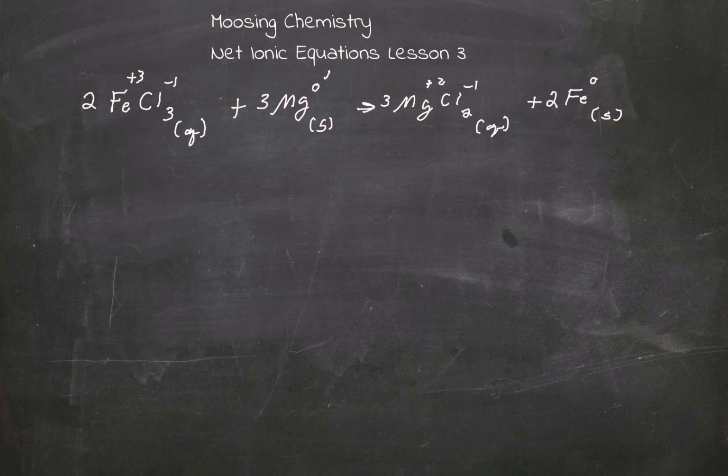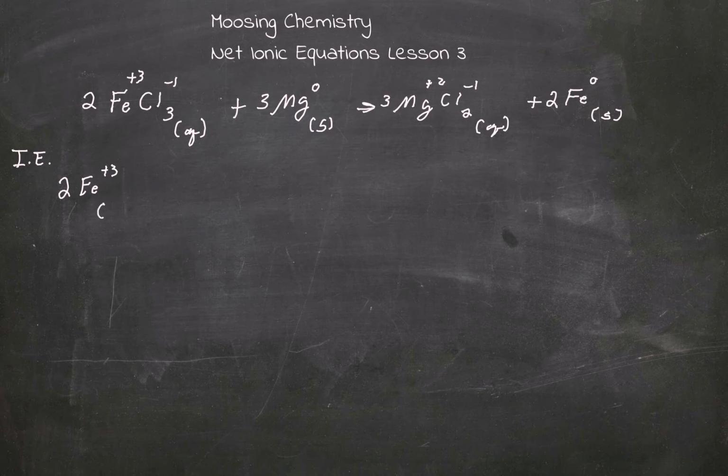Notice that magnesium and iron have zeros up there. When elements are by themselves, their oxidation numbers are 0 unless they're specified. Okay, so get rid of the zeros there. So now let's write the ionic equation. Now remember, we can't break apart solids, liquids, or gases.